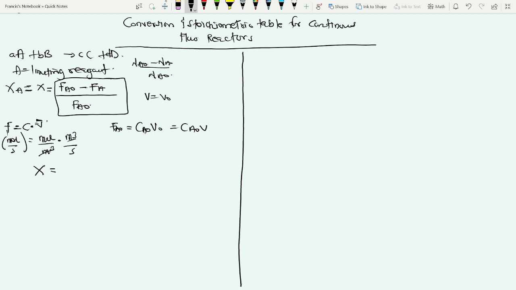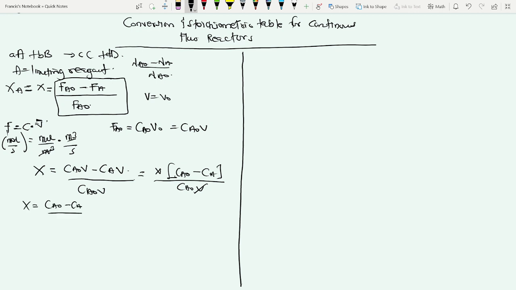So our conversion becomes CA0 v minus, for FA, we get CA times v because v is constant, and then FA0 again gives us CA0 v. We can factorize v out to get CA0 minus CA, and then over CA0 v. This cancels this, and we get our conversion to be CA0 minus CA all over CA0. So the conversion can still be written in the form of initial concentration minus the outlet concentration, all over the initial concentration of the limiting reactant.